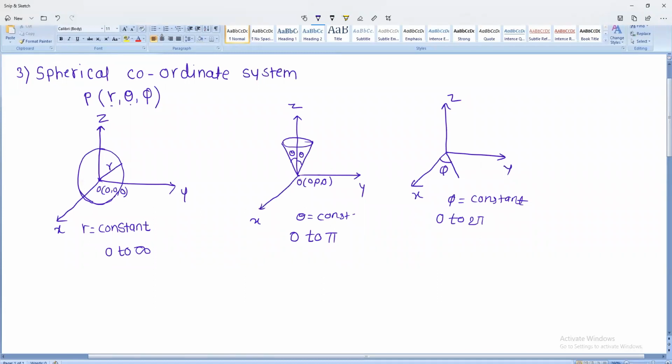Then the second coordinate is theta. Theta is the angle with the positive z-axis. In space, it varies from 0 to pi.